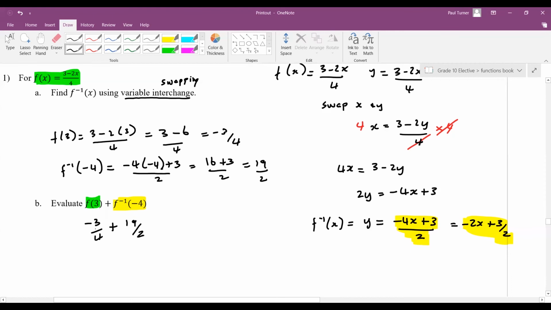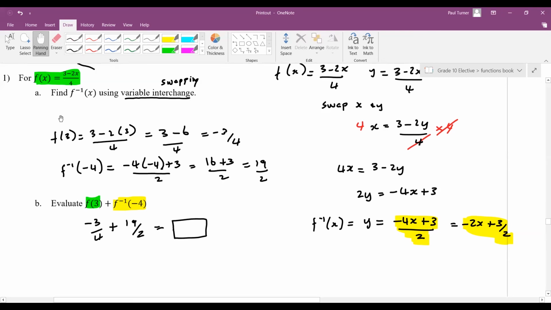You can make a common denominator. This will be 38 on 4. So you're going to get 35 on 4, something like that. So I'll let you finish that one yourself. Okay, so that would be the final answer as question 1.